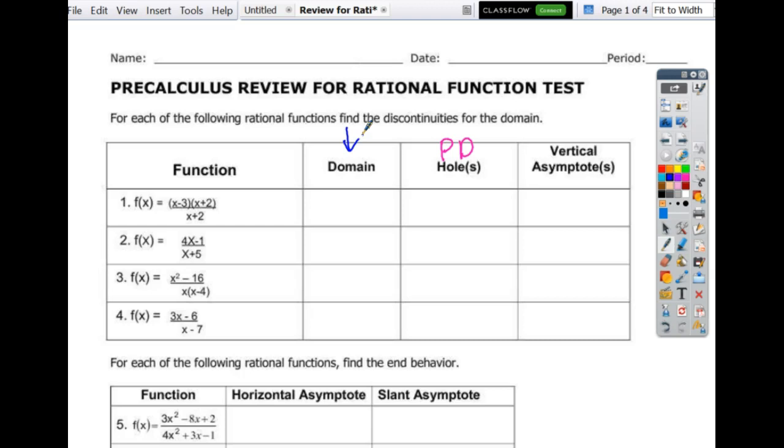So when I ask for the domain, what's the only thing that affects the domain? Denominator, right? Because that's where I get my vertical asymptote. So the domain is the denominator. Domain, denominator. So I'm going to get an x such that x cannot equal what? -2. The domain here, x such that x cannot equal -5.